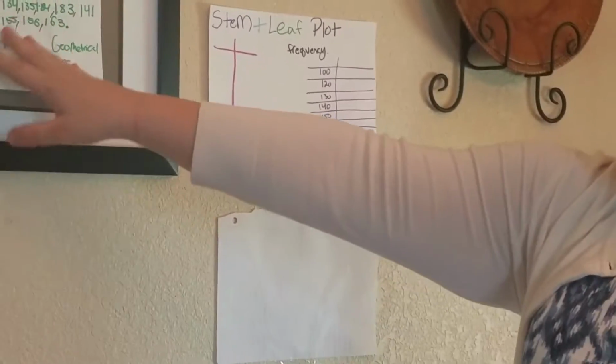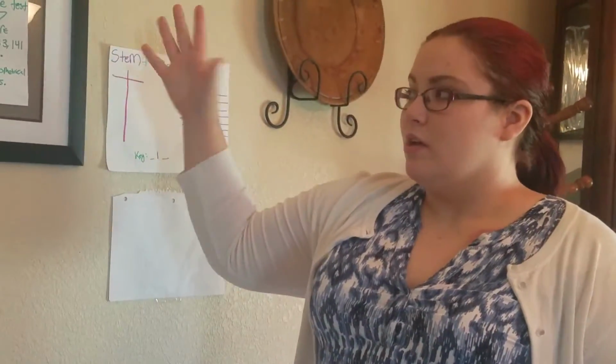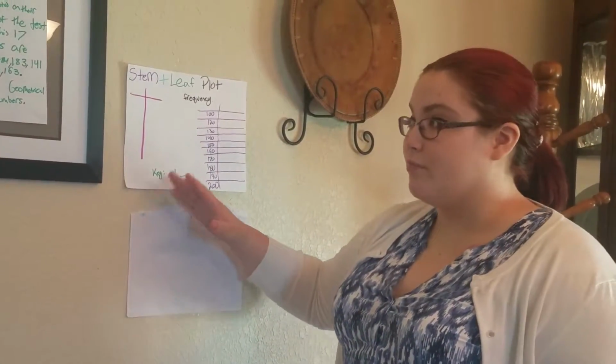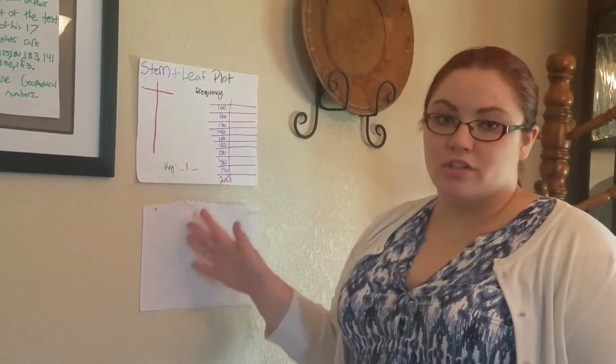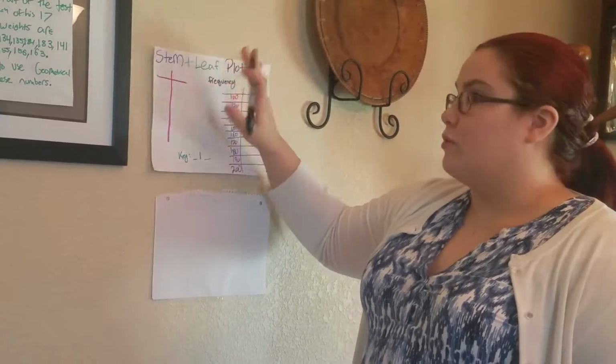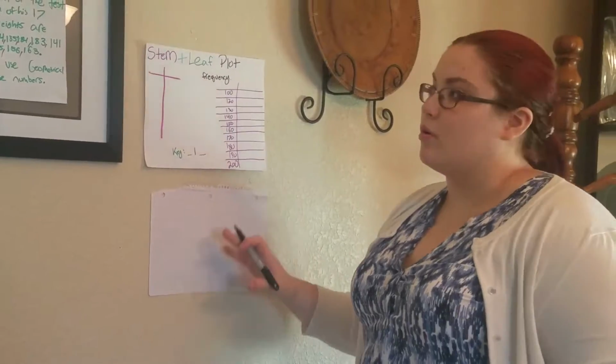Now, these numbers look a little bit jumbled, and you can't really organize them in your head. So what we're going to do is organize them by place value, by the hundreds and the tens place value. And we're going to go up to the ones place value with our stem and leaf plot, but let's just put them in order first.